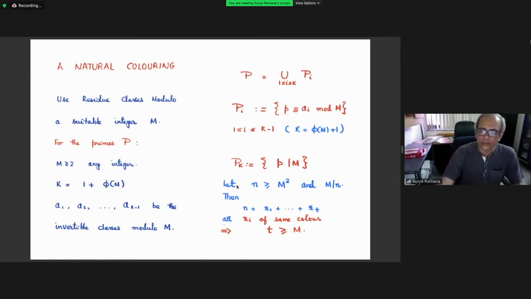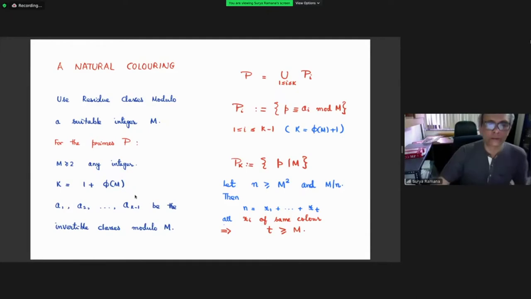Now let us see how many summands are required if I want to express a number n which is greater than m squared and is divisible by m. Let us see how many summands we require in order to express such an n as a monochromatic sum using this partition. Suppose that n can be written as x1 plus x2 plus so on up to xt, with all the xi's of the same color. What this means is that the xi's all belong to one particular element of this partition. Suppose n has such a representation. I claim that t, the number of summands, is at least m.